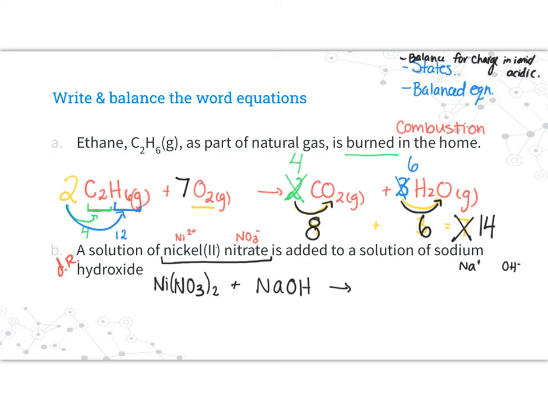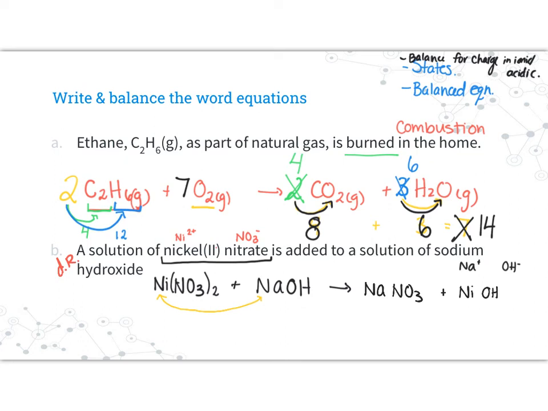That means our positive ions are going to switch spots. So nickel is our positive ion in nickel nitrate, and sodium is our positive ion in sodium hydroxide. They're going to switch. So I'll rewrite our products as sodium with nitrate and nickel with hydroxide. Now I've written two new ionic formulas.